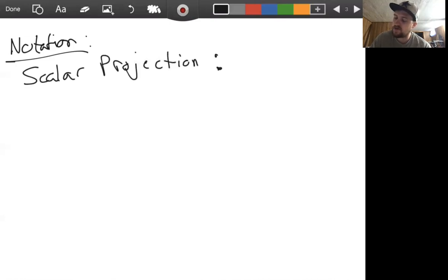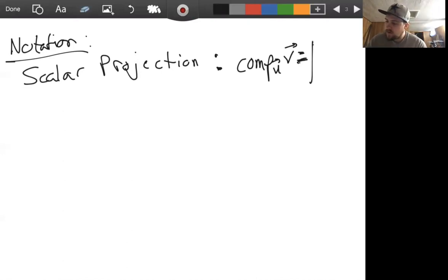The scalar projection, which we denote by comp uv, is a number, which is the magnitude of the projection vector. So there's some notation for us. We call this the scalar projection when we write this as the component of v on u, right?